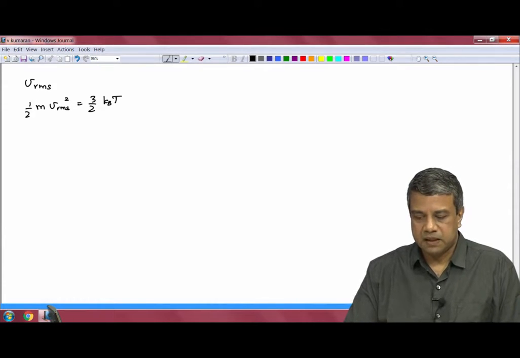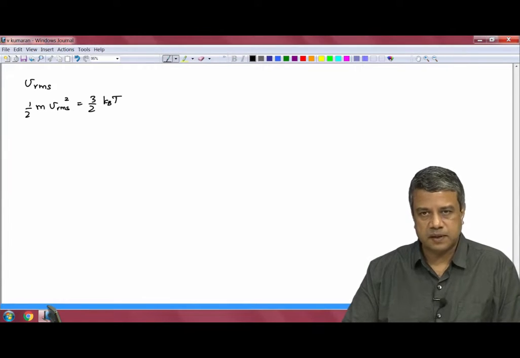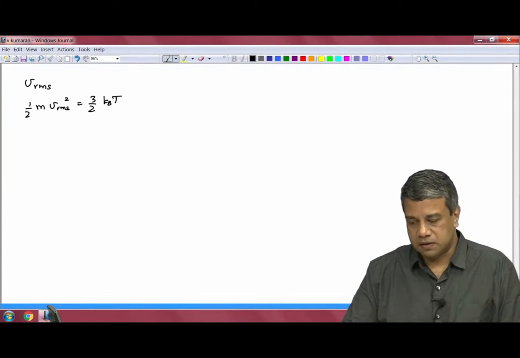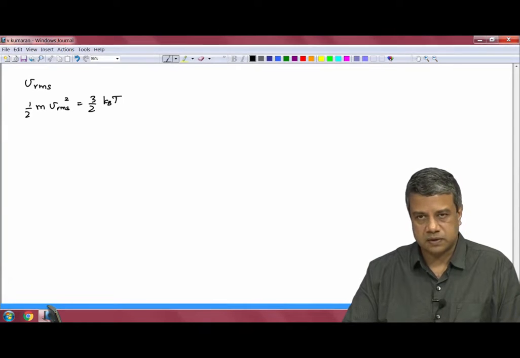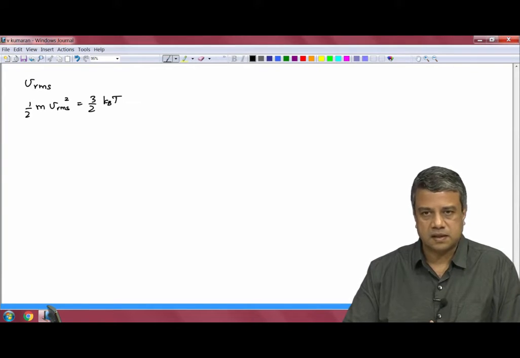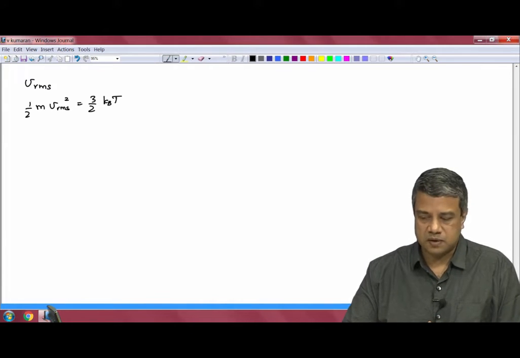This equipartition of energy is valid both for liquids and for gases. For any material at a temperature T, the root mean square velocity has to be given by half mv square is equal to 3 by 2 kT. That is, there is half kT of energy in each translational mode. This applies both for gases and liquids. The difference is that the molecular separation in gases is much larger than the molecular diameter. The molecular separation in liquids is comparable to the molecular diameter.